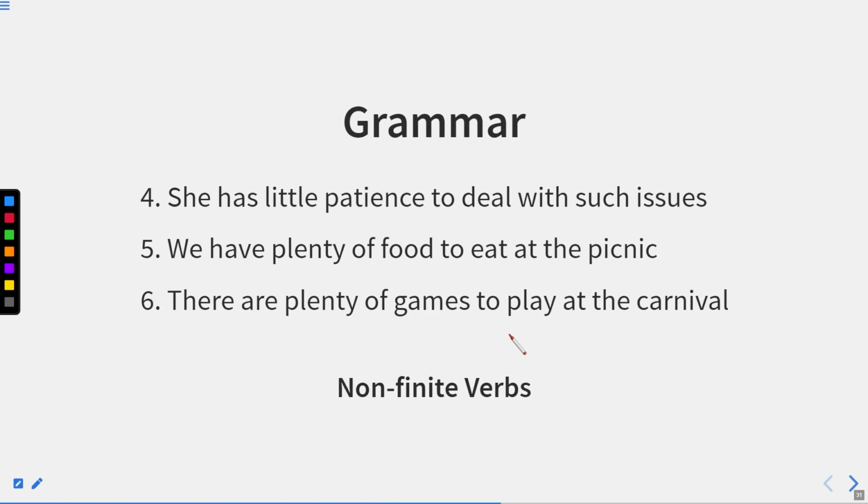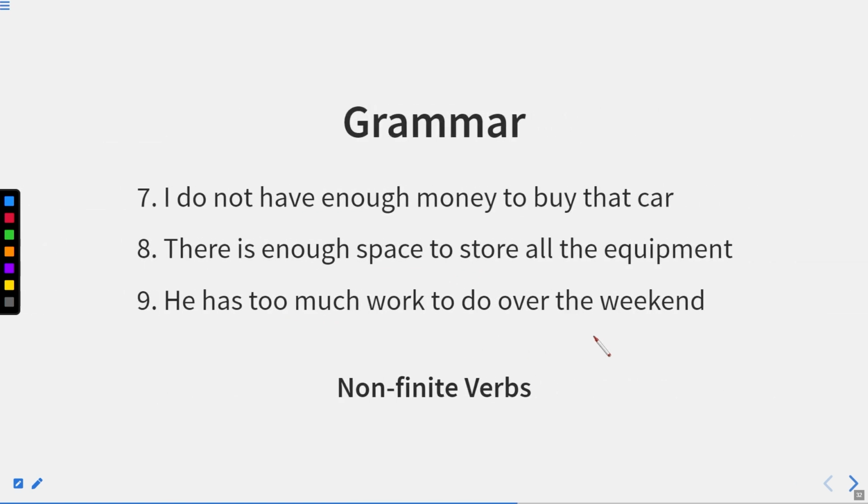She has little patience to deal with such issues. It means she has no patience at all. For what? To deal. We have plenty of food to eat. There are plenty of games to play at the carnival. So to deal, to eat, to play, these are infinitives. I do not have enough money for what? To buy the car. So to buy the car is an infinitive.